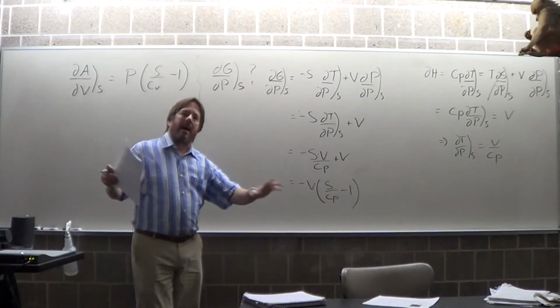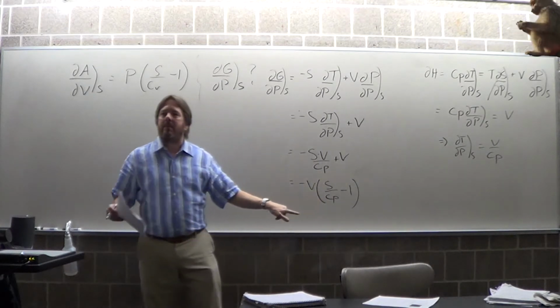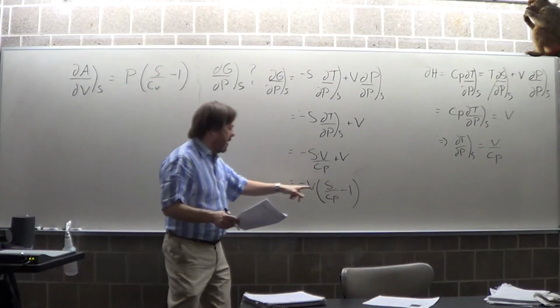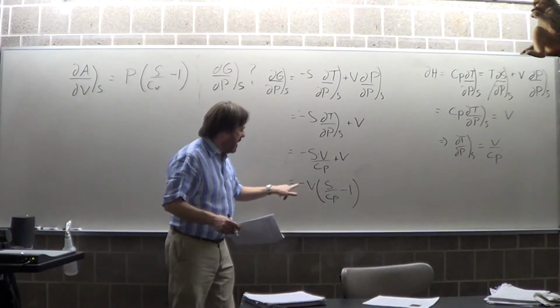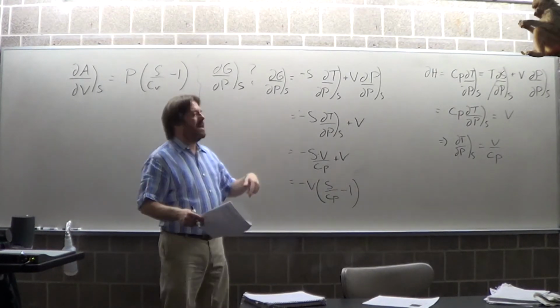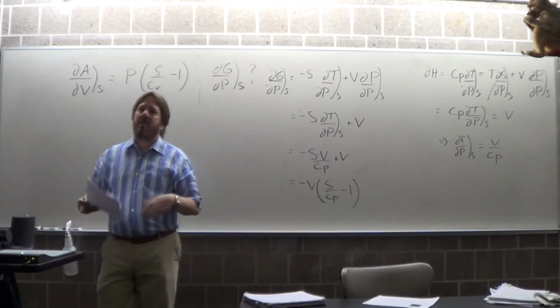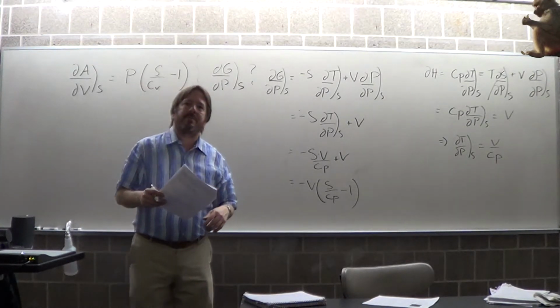Now, I have to tell you that I'll show you a bit about how I know that. That's coming up, I'm just telling you right now. S is always greater than Cp. This is always positive, volume is always positive, this is always negative. So G always goes down with pressure. So there's the answer to the question.